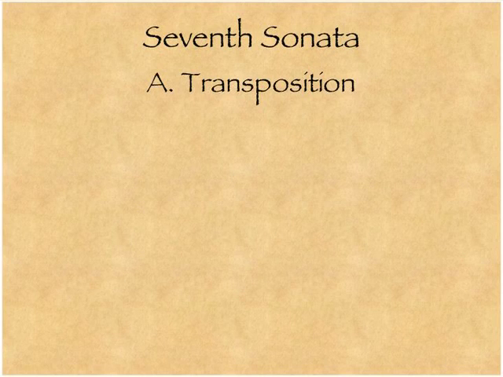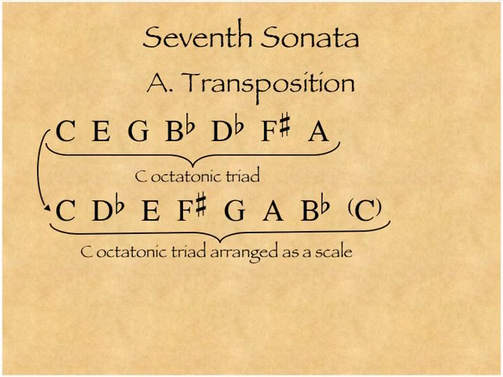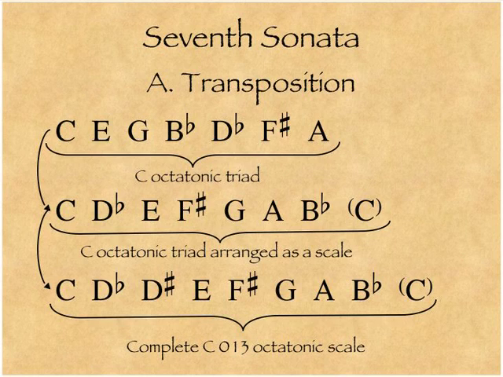The primary octatonic triad of the 7th sonata is a dominant 7th chord with lowered 9th, raised 11th, and natural 13th. These pitches taken together are 7 of the 8 notes in the 0-1-3 octatonic scale. In a C octatonic triad, the only note required to complete the entire octatonic scale is D sharp.